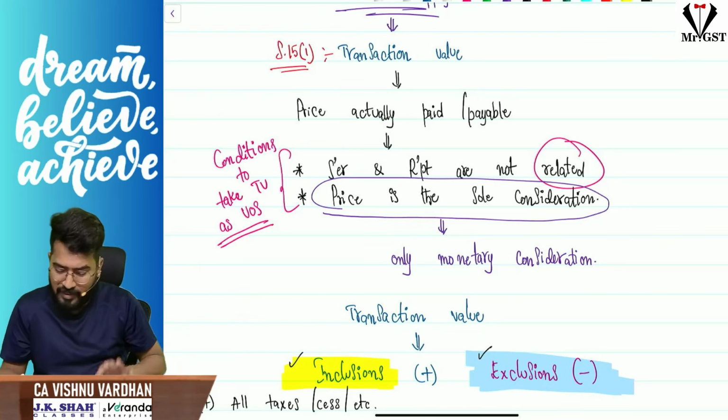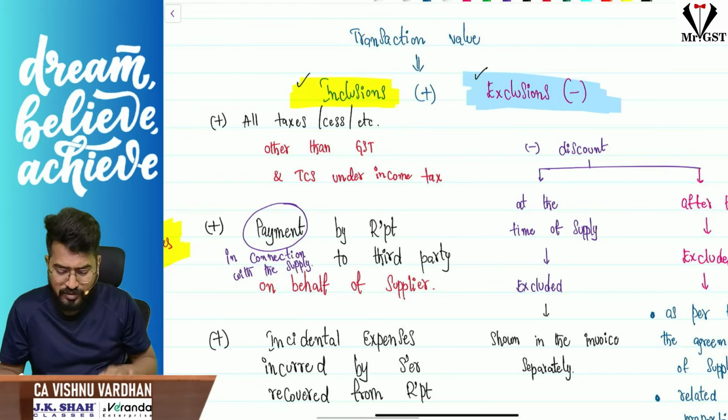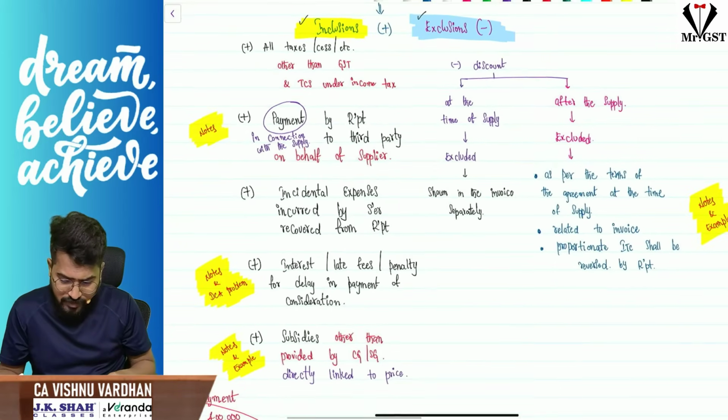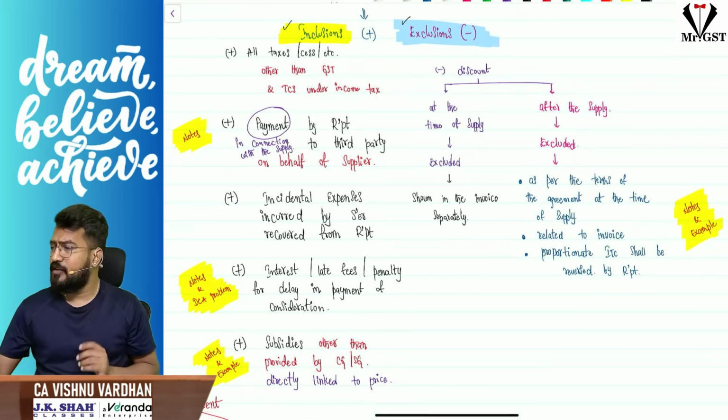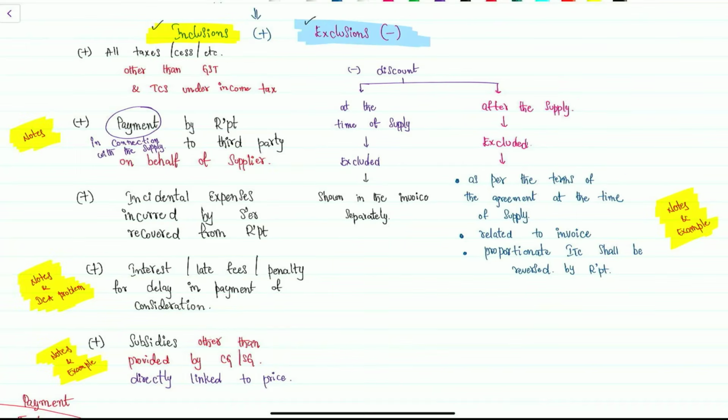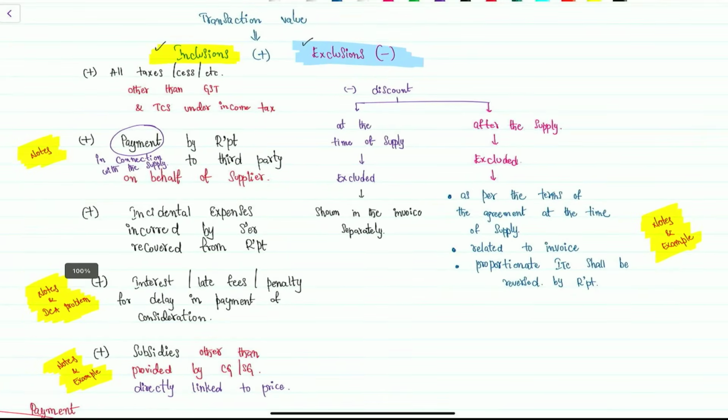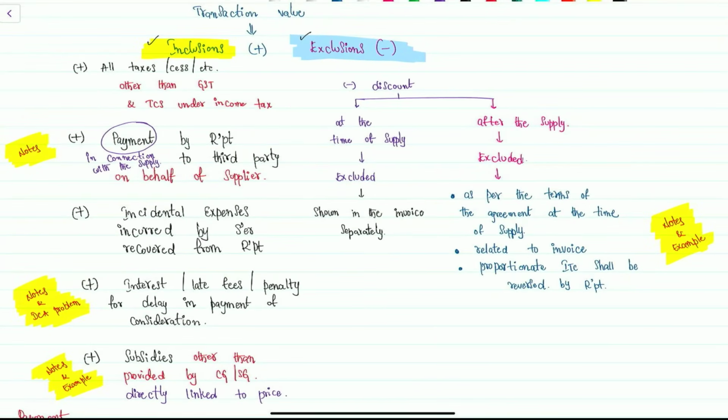In the law itself, they have given some inclusions and exclusions. I have given a small note here. If you want, you can take a screenshot of this also. For the transaction value, you can take some inclusions and exclusions which are given in the law itself. Hope you have taken the screenshot. Let us go forward without wasting time.